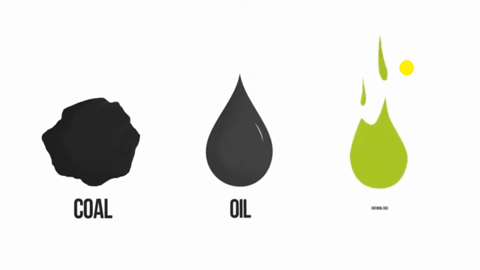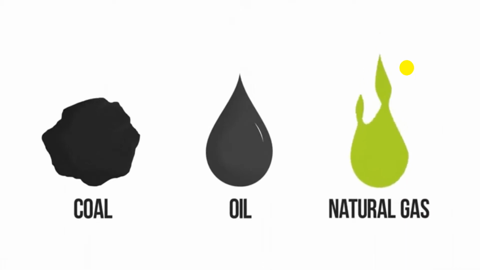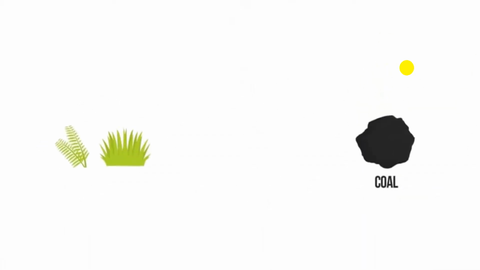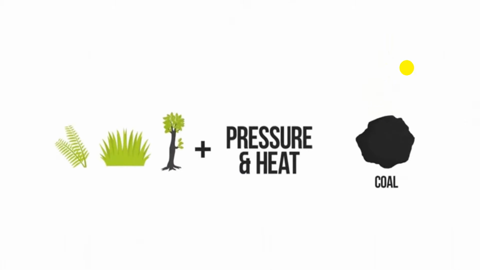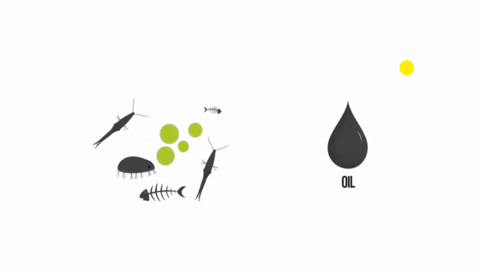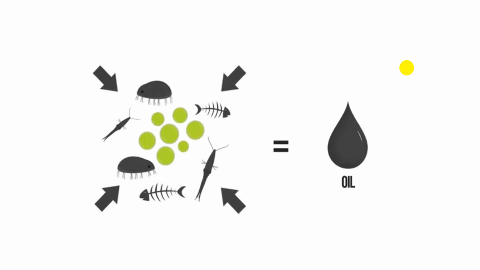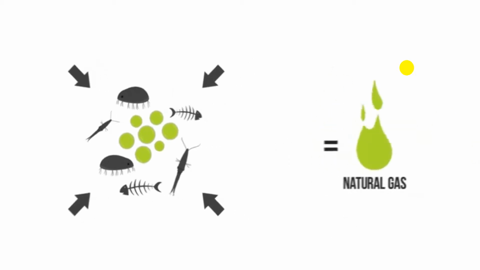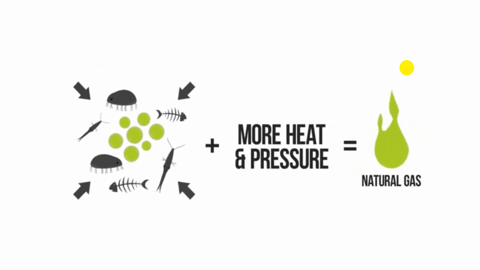There are 3 major types of fossil fuels: coal, oil, and natural gas. Coal was formed from ferns, plants, and trees which hardened due to pressure and heat. Oil was formed from small organisms like zooplankton and algae, where pressure caused the more complex organic matter to decompose. Natural gas was formed by the same process as oil, only it was exposed to more heat and pressure, causing it to further decompose and turn into a gaseous form.